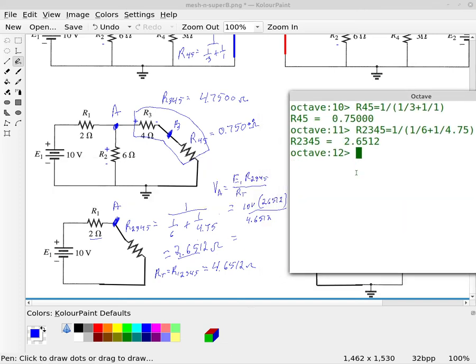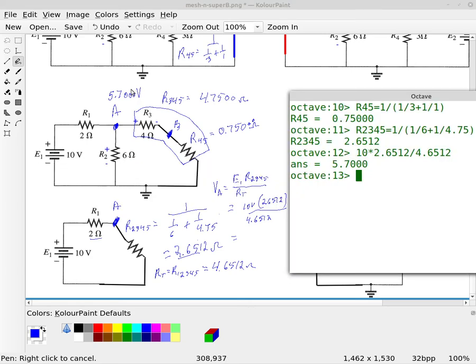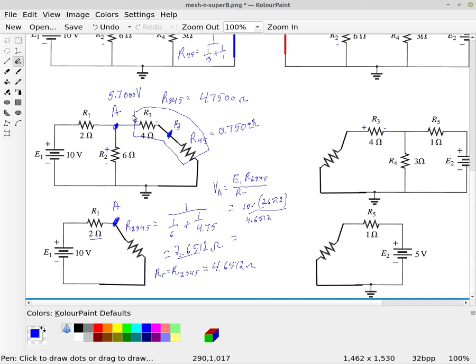So we've got 10 times 2.6512 divided by 4.6512, and that gives me 5.7 volts. So VA is 5.7 volts. And that's out to 5 digits, right? So you see that calculation, that's out to 5 digits, 5.7000.